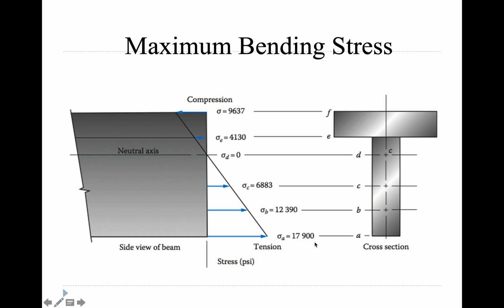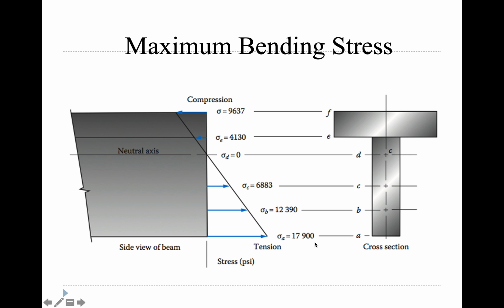Okay, and A was the maximum. Look, 17,000 versus 0 at D, and then it started to rise up here in tension, but it only got up to 9,600 something. Okay, these are all the stresses in PSI.